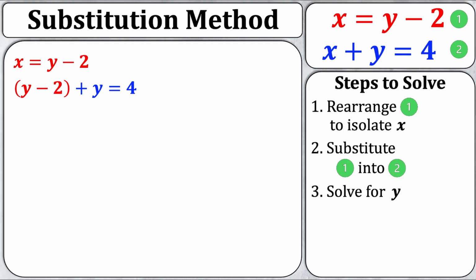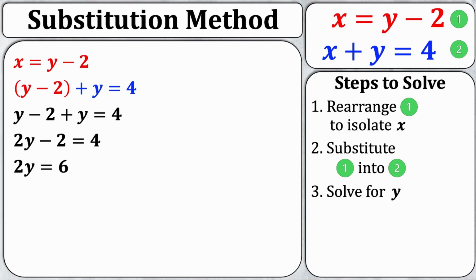So let me rearrange and solve. So y minus 2 plus y is equal to 4. I'm going to collect my like terms on the left, giving me 2y minus 2 equals 4. I'm going to move that negative 2 to the other side, making it a positive 2. And that's going to give me 2y is equal to 6, which is just 4 plus 2. And then finally, dividing both sides by 2 gives me a y value of 3.